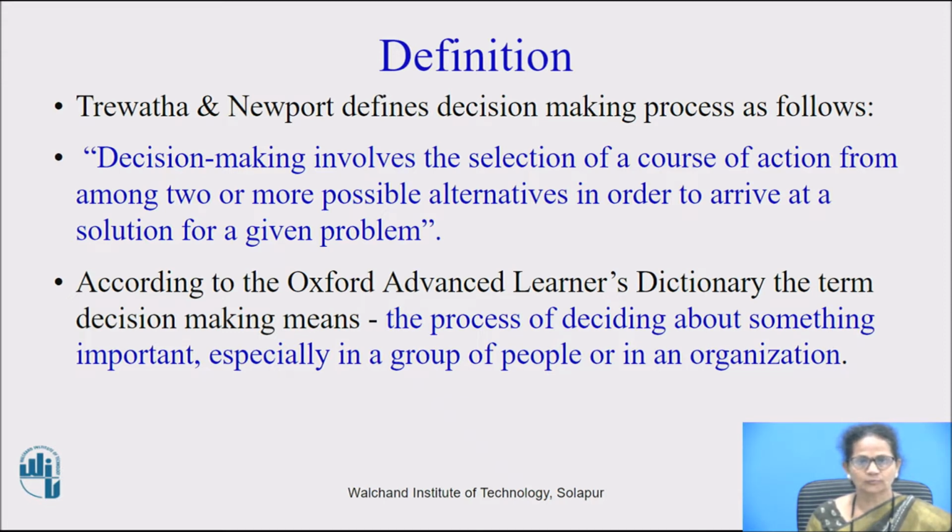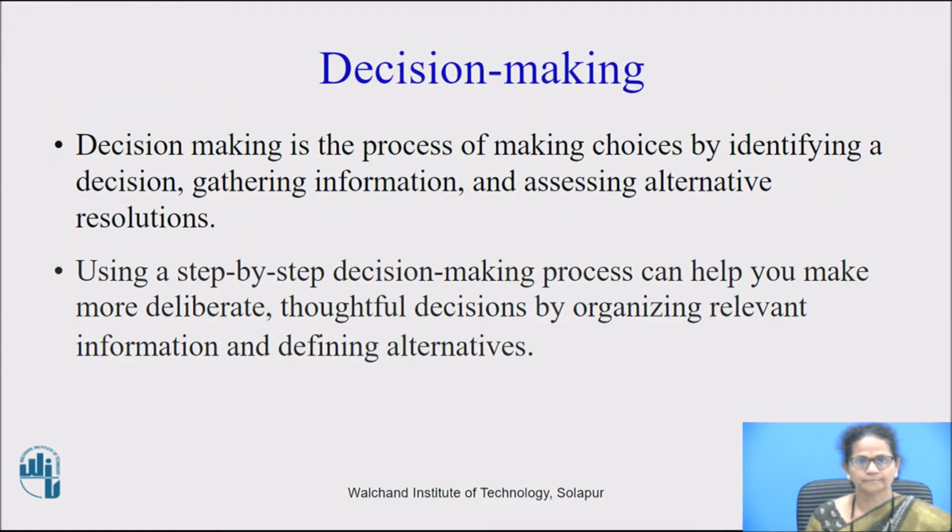According to the Oxford Advanced Learner's Dictionary, the term decision making means the process of deciding about something important, especially in a group of people or in an organization. So, decision making is the process of making choices by identifying a decision, gathering information and assessing alternative solutions. Using a step-by-step decision making process can help you make more deliberate, thoughtful decisions by organizing relevant information and defining alternatives.